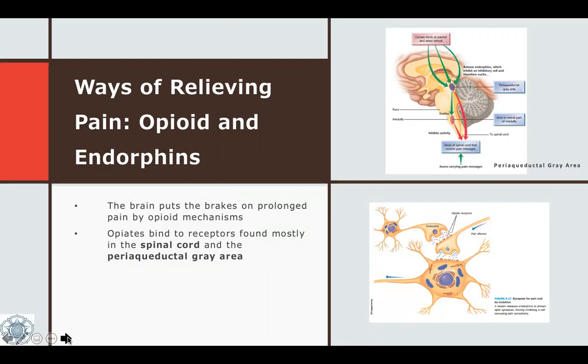And after pain alerts you to an injury, you do not need a constant reminder, at least not of the same intensity, right? But the brain puts the brakes on prolonged pain by the opioid mechanism. It's a system that responds to opiate drugs or similar chemicals. The opiates bind to receptors found mostly in the spinal cord and the periaqueductal gray area of the midbrain. And the discovery of the opiate receptor was important because it showed that opiates act mainly on the nervous system rather than the injured tissue.